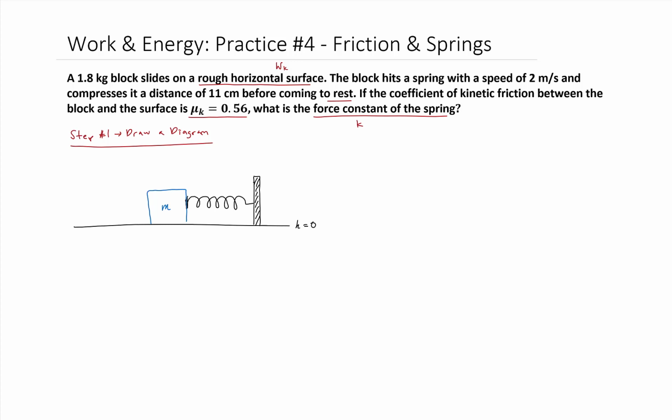So in terms of the compression, it says that it has compressed a distance of 11 centimeters before coming to rest. What I've drawn here is probably the final condition, because it looks like it has already compressed the spring by a certain amount. So let's say that the compression is going to be from here to here, where this is equilibrium, so x equals 0, and therefore it has been compressed by an amount x, where this is x equals x.